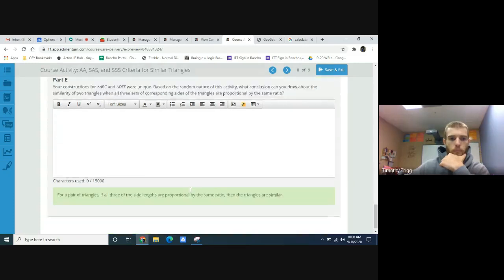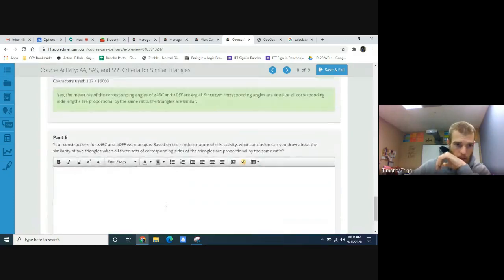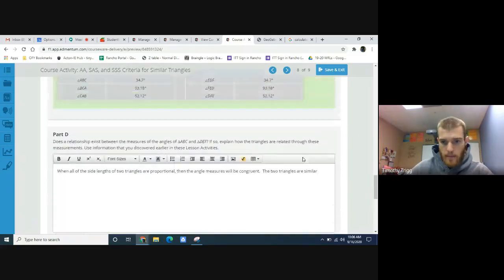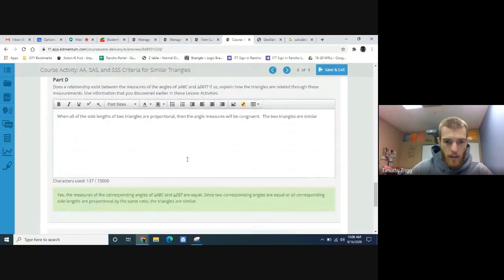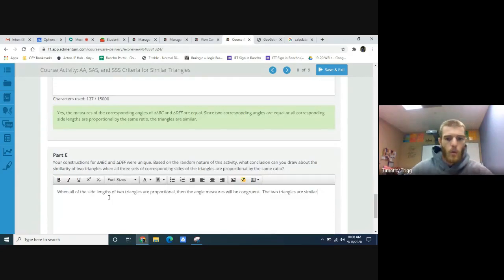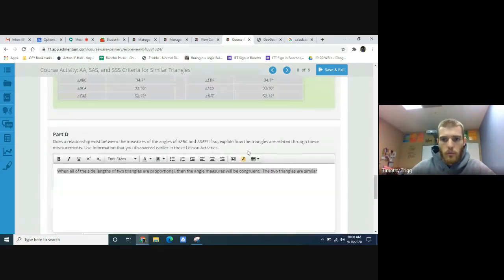Last problem. Your constructions for triangle ABC and triangle DEF were unique. Based on this random nature of the activity, what conclusion can you draw about the similarity of two triangles when all three sets of corresponding sides are proportional by the same ratio? I guess it's the same as this, right? Yeah, it's the same answer as this. You might want to word it a little bit differently, but I'm not going to bother. Okay, cool.